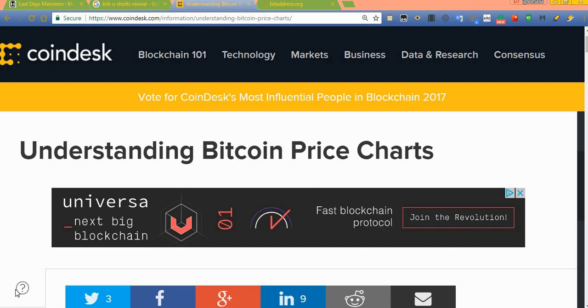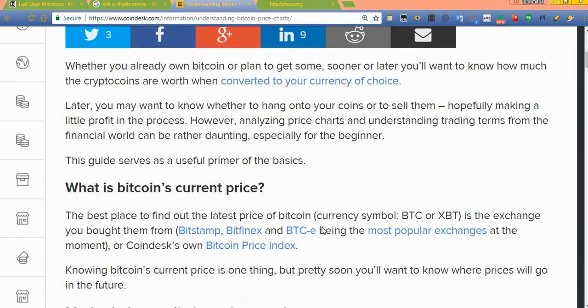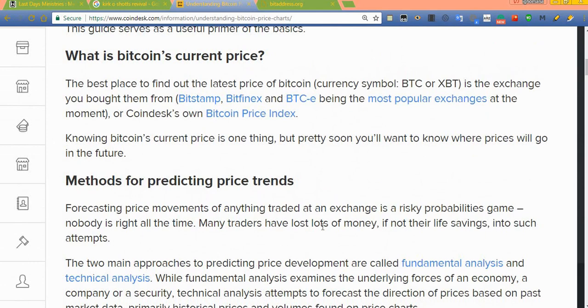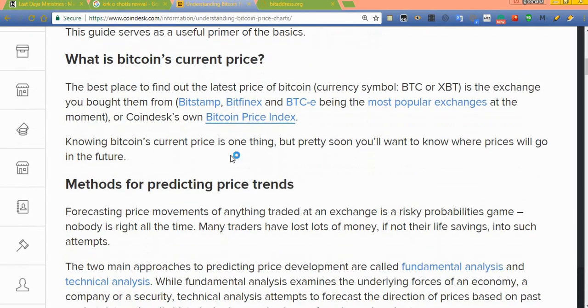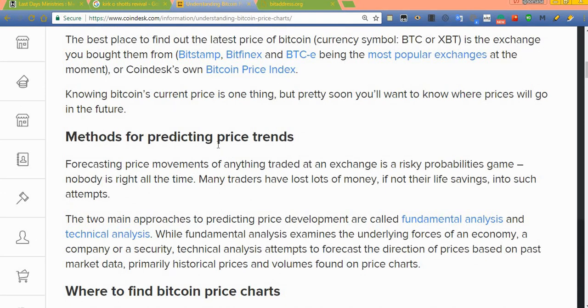How should you understand the price chart? This article gives you some very good things. You can check the current price of Bitcoin from any of these websites, Bitstamp, Coinbase, and the rest of them. Now, there's a method for predicting the current trends. We have fundamental analysis and technical analysis.